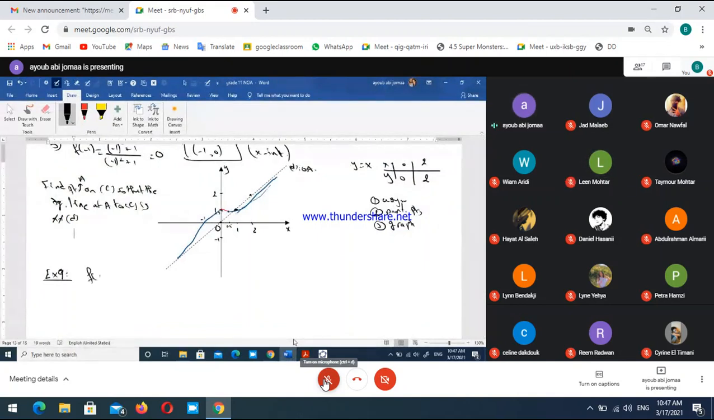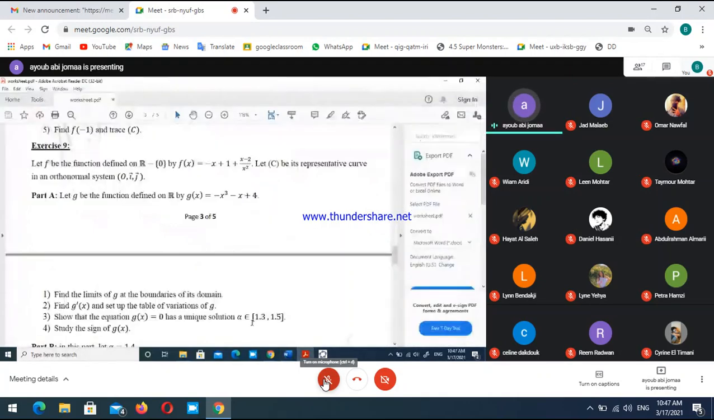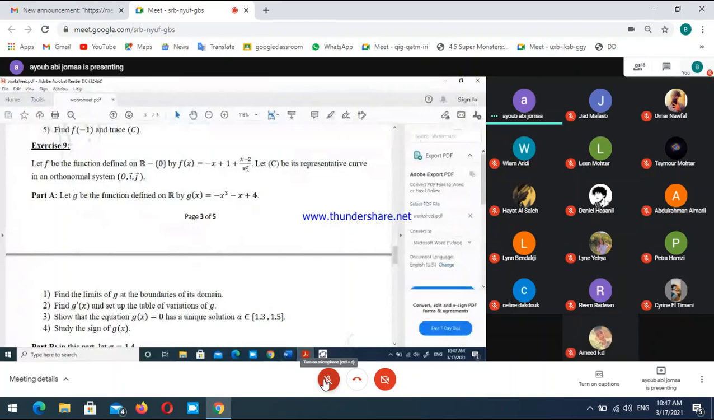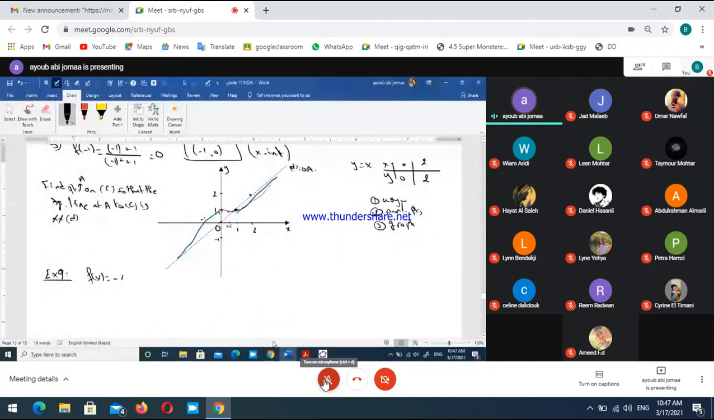Exercise number 9. You are given the function f of x is negative x plus 1 plus x minus 2 over x squared.